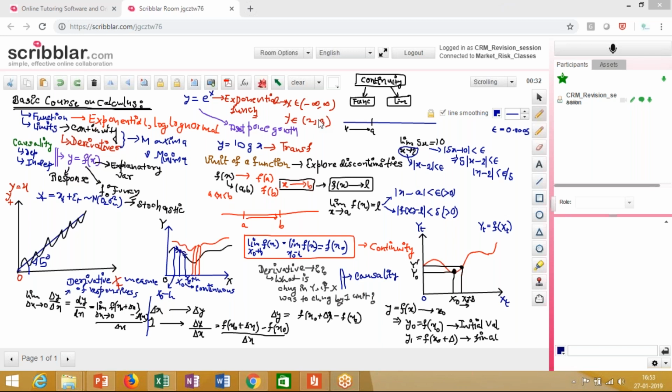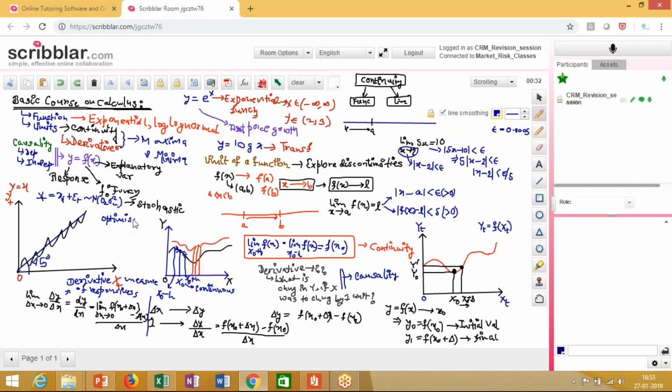Now the next part that we'll talk about is, again, one of the most critical portions that we should talk about, that is optimizing a given function. After we have talked about derivatives, the next big and most important thing that we talk about is optimization.